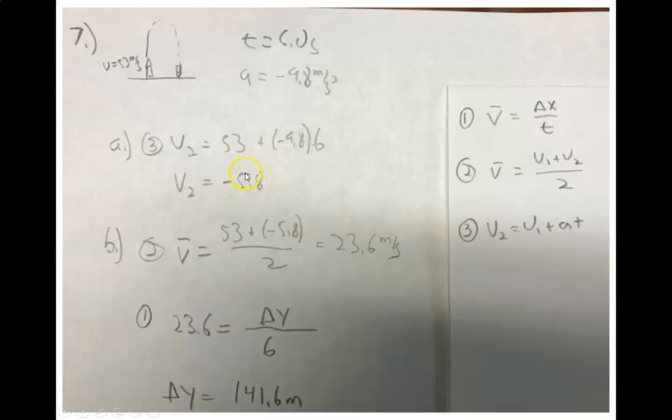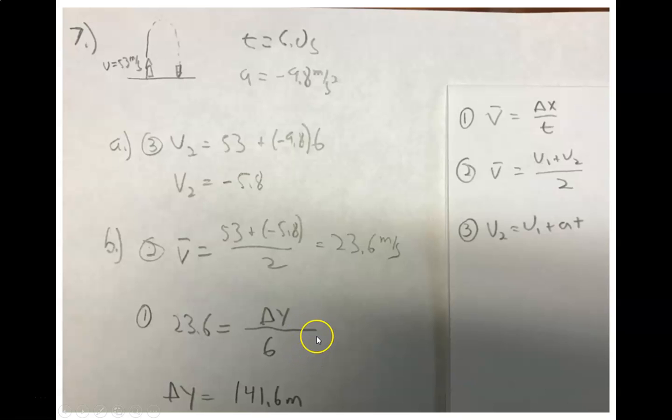So what does that mean, the fact that the velocity is negative after 6 seconds? Well, that means that it's already gone to the highest point and it's starting to come back down. So it's moving downward, so it's crested the peak and it's coming back downward. So again, we want to figure out its displacement, how high it is. So that means we need to use equation 1. And in order to use equation 1, we're going to have to use equation 2. So 53, our initial velocity, plus our final velocity, divided by 2, it gives us 23.6. And then using equation 1, multiplying that times 6, we get 141.6 meters.